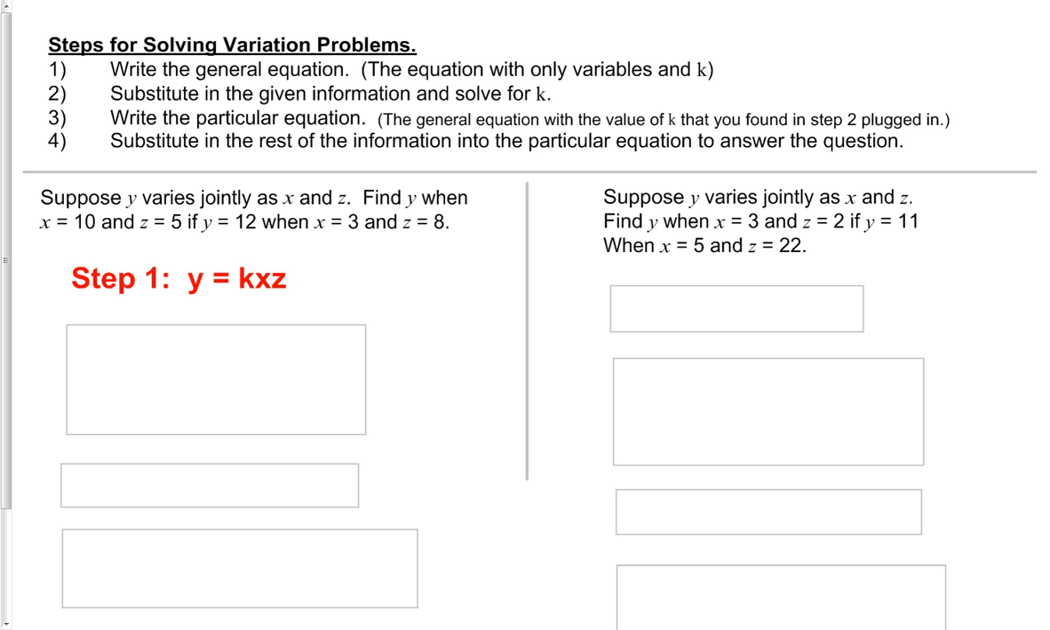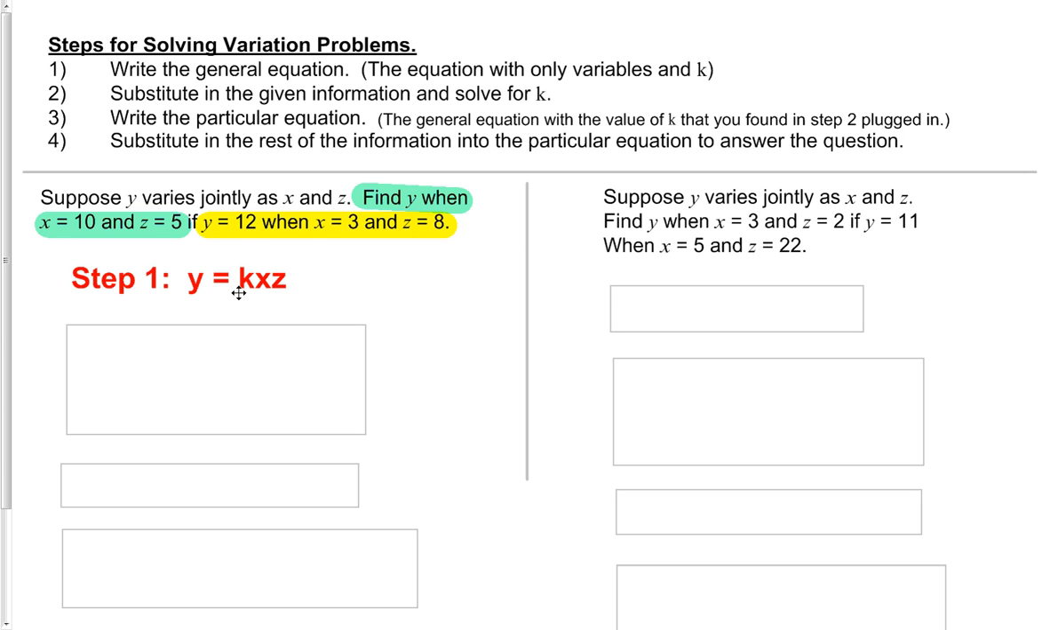So the question asks us to find y under these conditions here, x equals 10 and z equals 5, and then it gives us some information. If y equals 12 when x equals 3 and z equals 8. Now this isn't worded exactly as some other examples we've seen, because the information we need is at the end instead of in the middle. But since it's the yellow highlighted area, it gives us 3 data points, we can use that to calculate k.